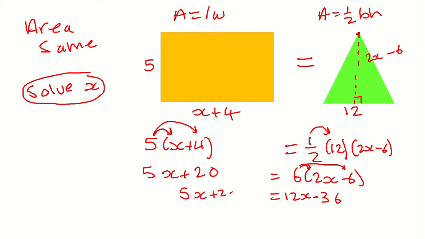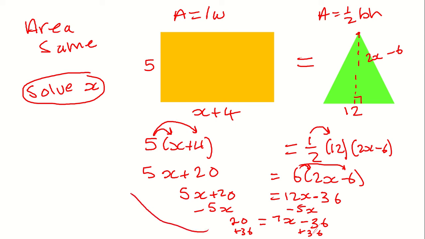So now I want to put the x's on the same side. Got to keep it balanced. So minus 5x from both sides. So 20 equals 7x minus 36, because 12x minus 5x is 7x. Now I'm going to put the constants on the same side, so add 36 to both sides. That means they cancel out. So I'm left with 7x on the right, and on the left, 20 plus 36 is going to give me 56.